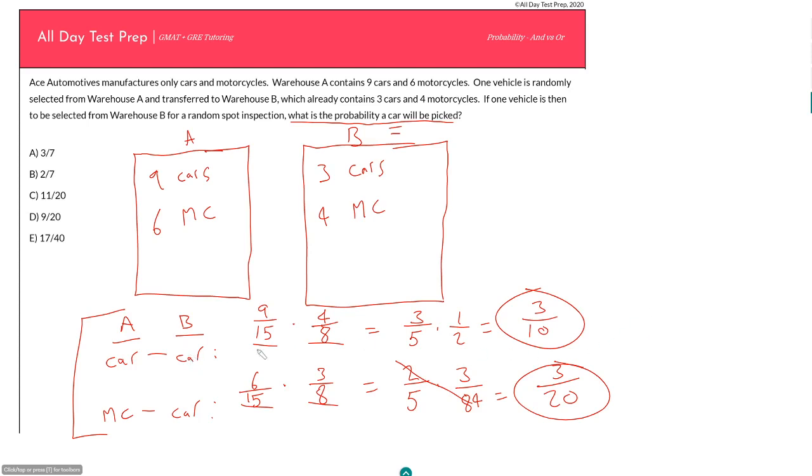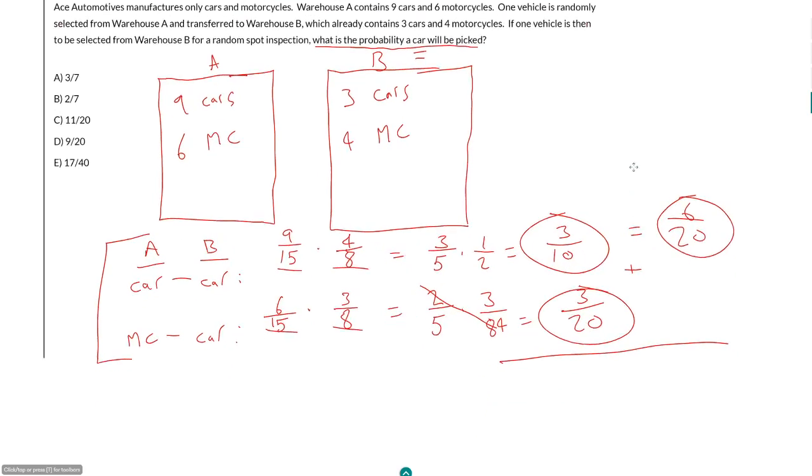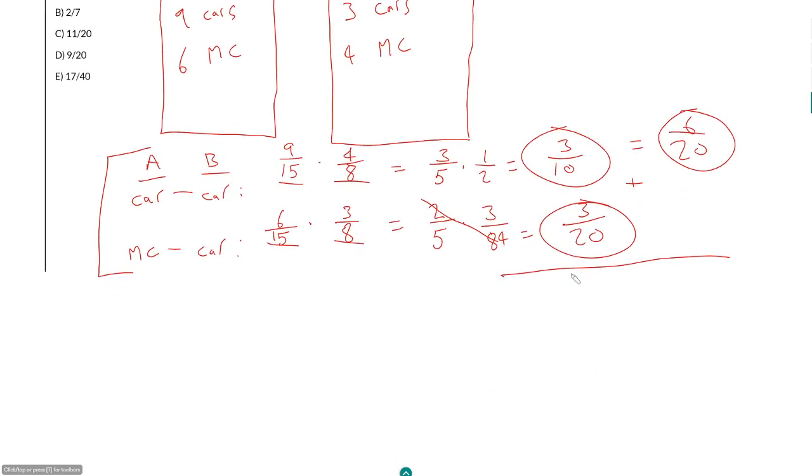And so these represent 100% of our possibilities of how we can get a car from Warehouse B. Therefore, we're saying we can get a car from Warehouse B this way or this way. So we are adding these two probabilities together. And so 3 over 10 is really 6 over 20. 6 over 20 plus 3 over 20 gives me a 9 over 20 chance overall of selecting a car from Warehouse B.